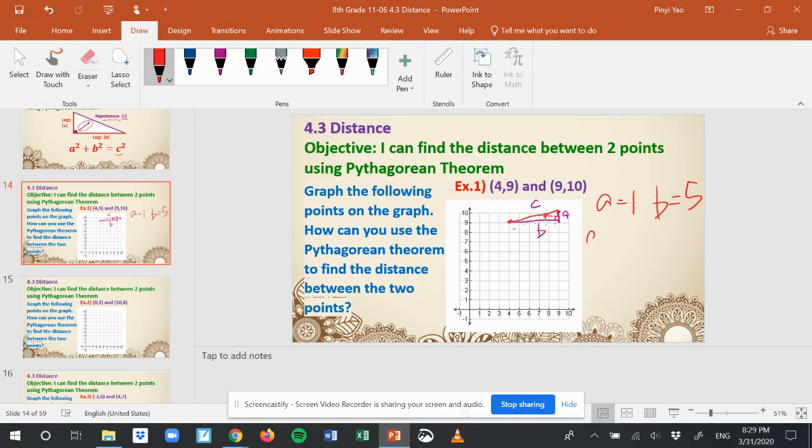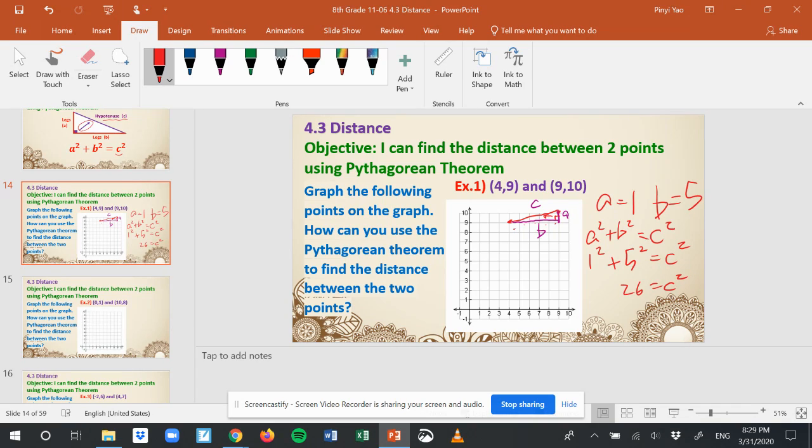My equation is right here. A squared plus b squared equals c squared. I know my A, which is 1, so 1 squared. I know my B, which is 5, so 5 squared. And that whole thing equals c squared. So 1 squared is 1, 5 squared is 25. Add together, that's 26. So 26 equals c squared.